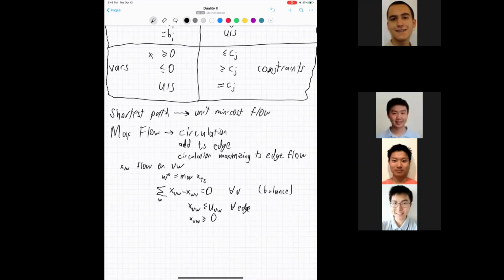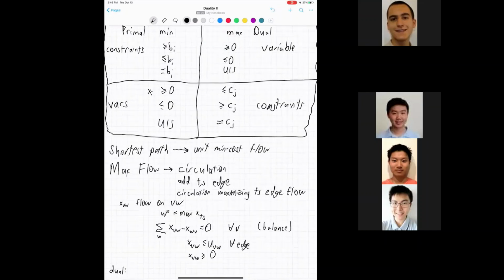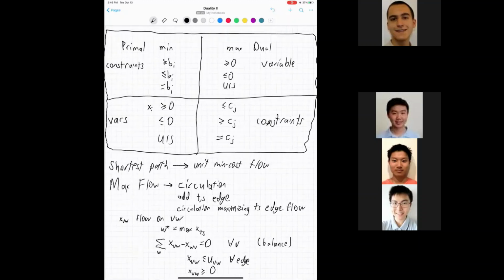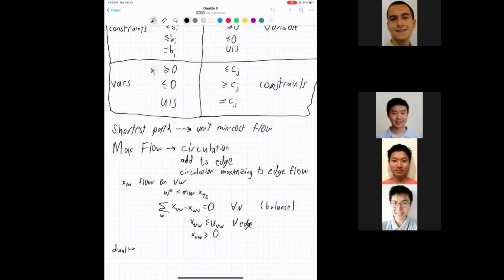Now, how do we take the dual? Okay. So actually, again, if we look at the cookbook, simply for notational convenience, I'm going to refer to the maximization problem as the dual. So we're actually going to build the primal. Okay. And since the dual is a maximization problem, the primal is going to be a minimization problem, right?